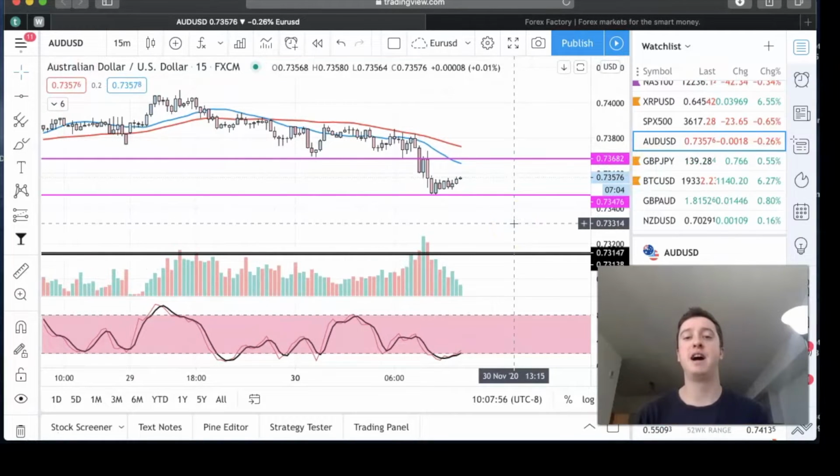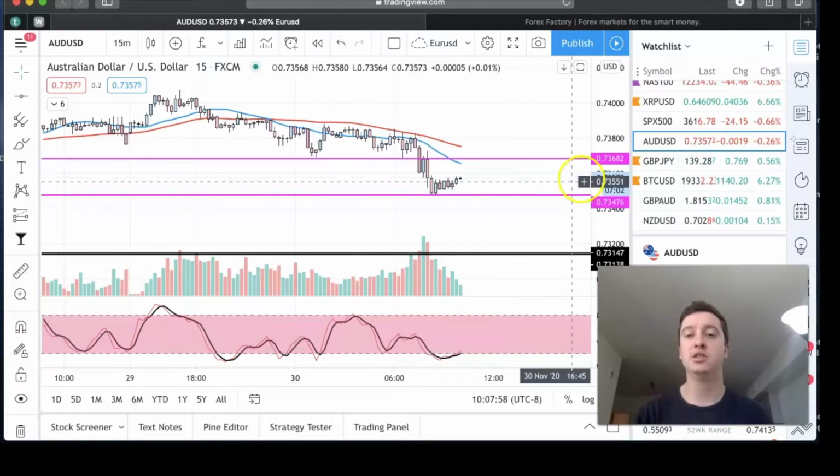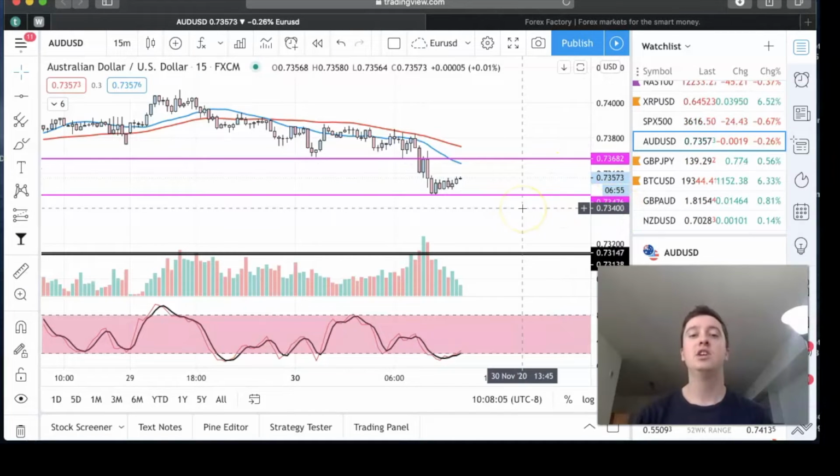And then what we're going to do is, right before this news comes out, we're going to have a buy and a sell stop set. So we would have our buy stop right here at 73682, and then we would have a sell stop at 73476. So I want you guys to understand that when news comes out, it literally will shoot up or will shoot down.